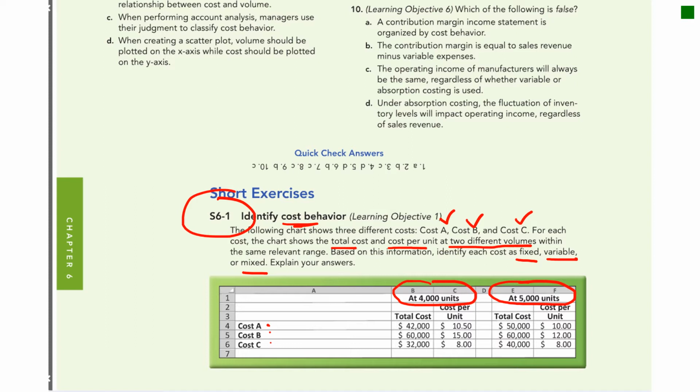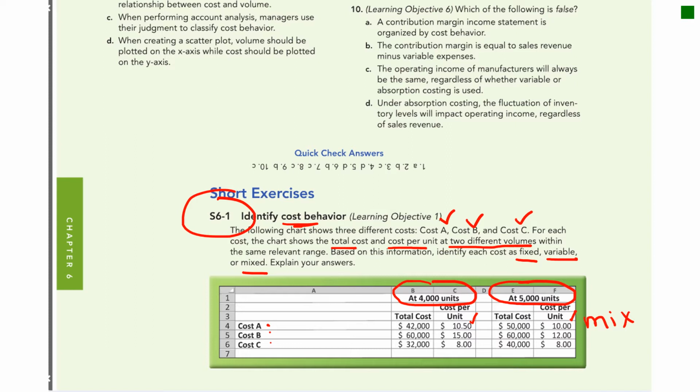So then you go to the per unit cost, where they took the 42,000 divided by 4,000 and got $10.50, and then they took the 50,000 and divided that by the 5,000 units, and they got $10. Of course, you can see the cost per unit did not stay constant, and it actually went down. So what that tells you is it's not purely variable, because if it was a true variable cost, that per unit would have stayed the same. Therefore, this has to be a mixed cost. It must have partial fixed and partial variable contained within it.